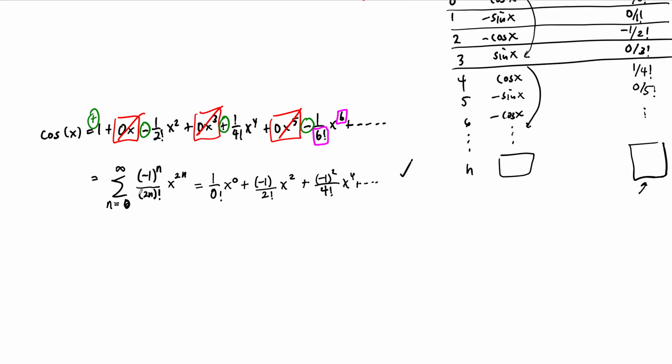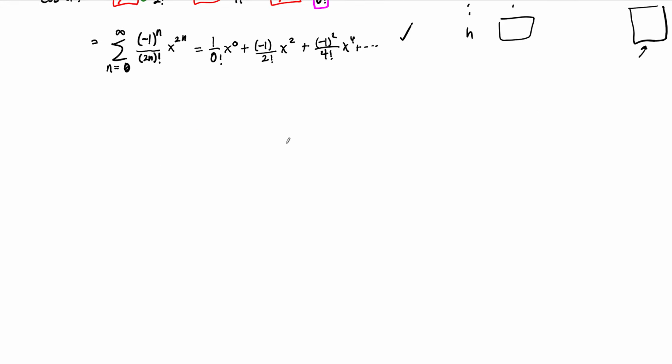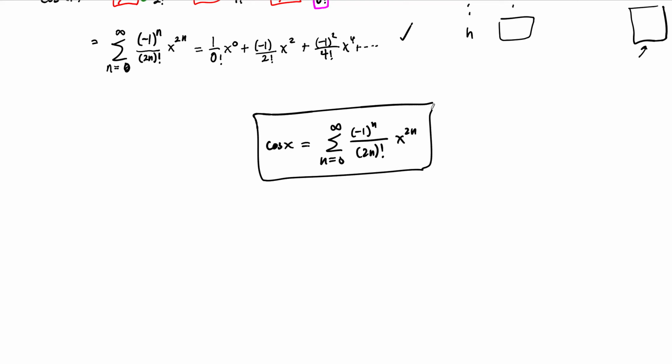So this is the Maclaurin series for cosine of x. And let me just write it down and we'll stop here. Cosine of x is equal to the sum, n goes from 0 to infinity, of negative 1 to the n over 2n factorial times x to the 2n. So there's the Maclaurin series for cosine of x.